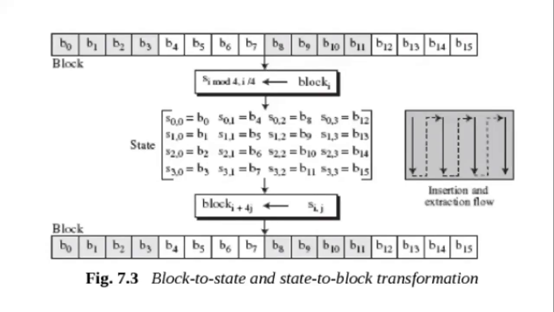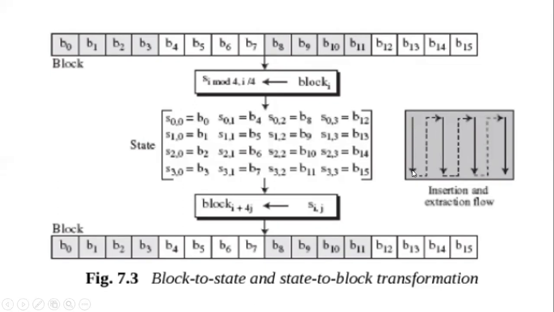Okay, we have already seen the state block. One important thing about insertion: when we insert any plain text or any bits in a state, the insertion must be in a column wise manner. Meaning first element B0, then B1, B2, B3. It should not be row wise. It always should be column wise.